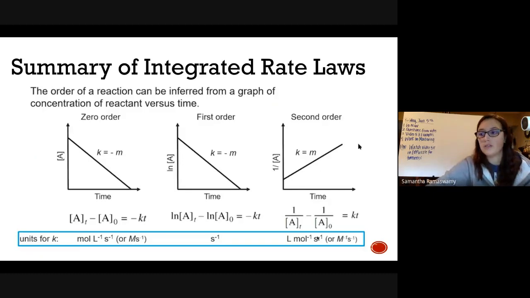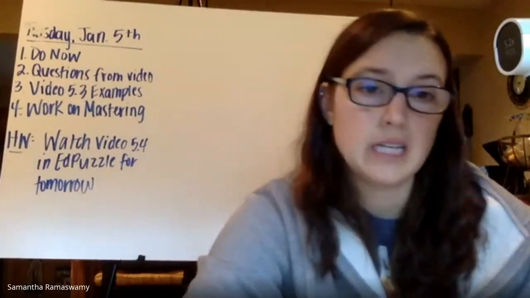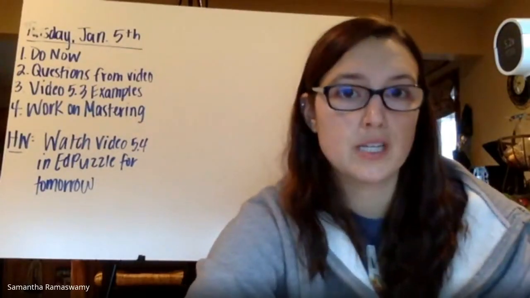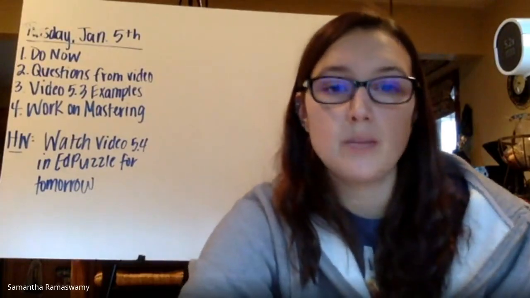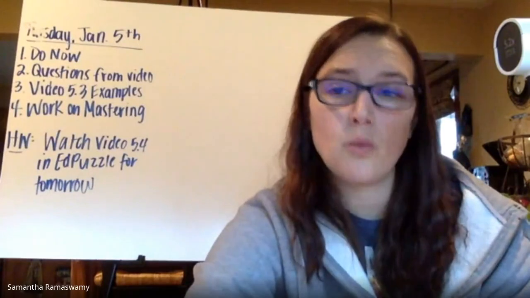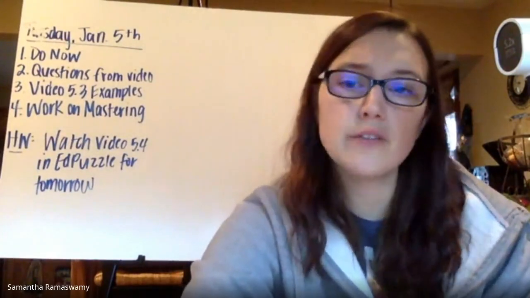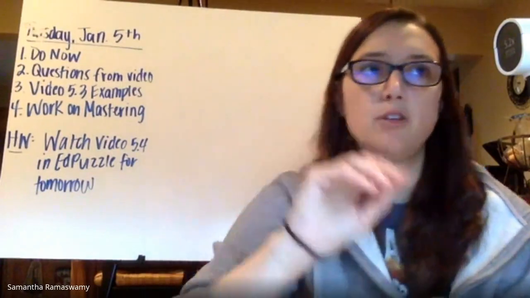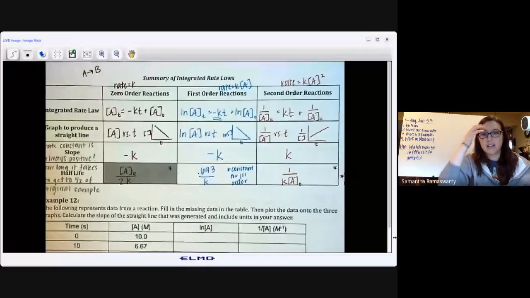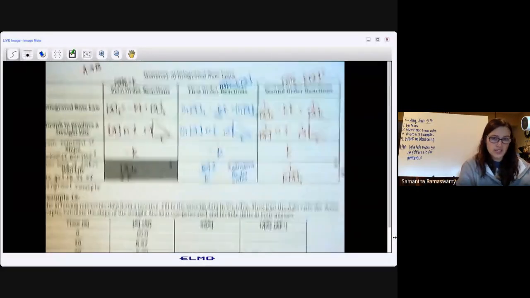So what we're going to do next is jump into the examples. Example 12 will be the first example that we look at. Example 12 is right underneath the summary table. We'll look at how to solve these examples. Some of them I might have you do on your own, and we'll come back together. So right underneath the summary table, we have example 12.